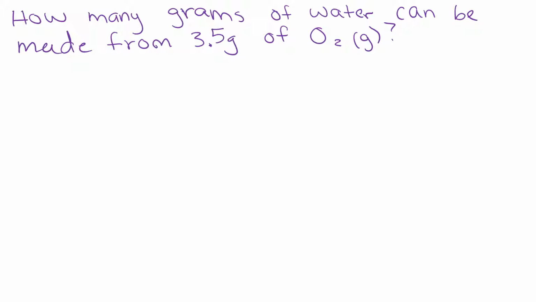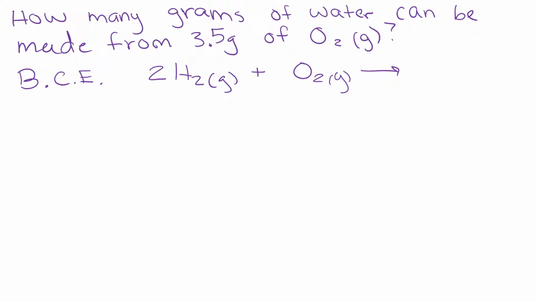First thing you would need is a balanced chemical equation. Okay? So for this one, we know that water is made by 2 moles of hydrogen gas plus 1 mole of oxygen gas gives me 2 moles of water. And this is water vapor, like we saw in the rocket lab specifically.